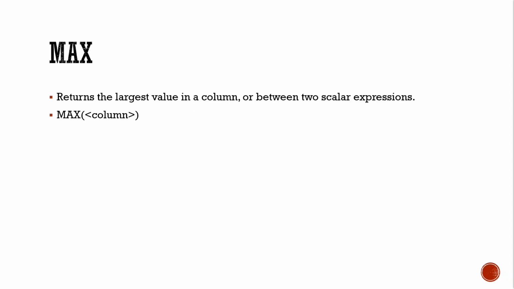Max returns the largest value in a column. So the keyword would be max and then the column reference together with its table. Next, minimum or min returns the smallest value in a column. The syntax would be min and then the reference table and its column.